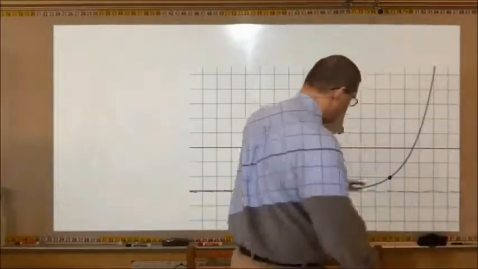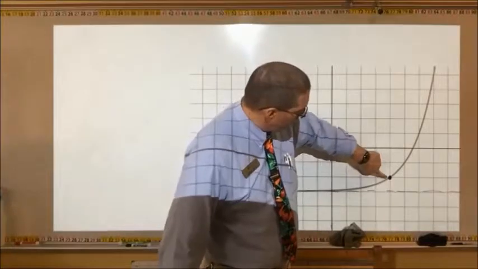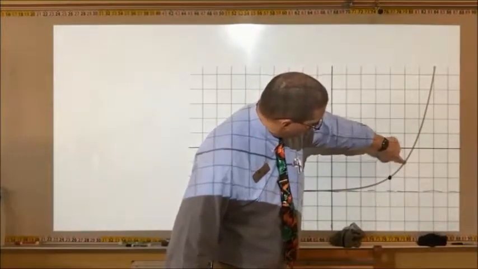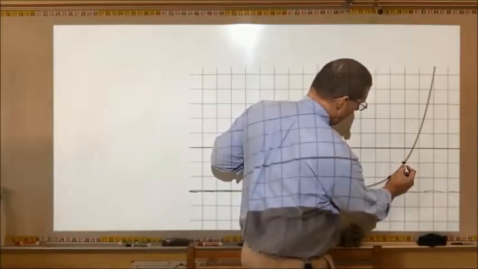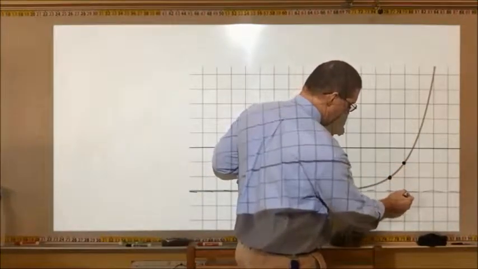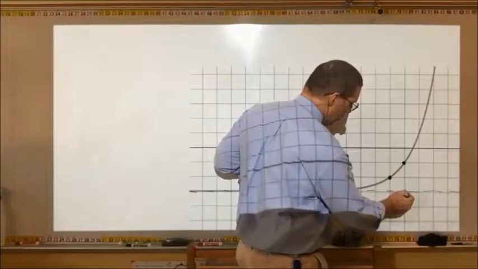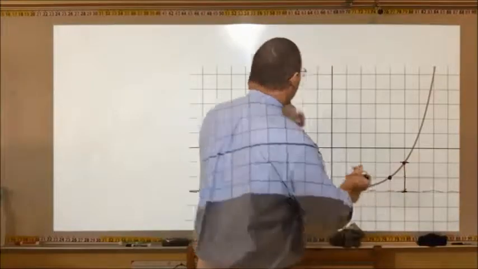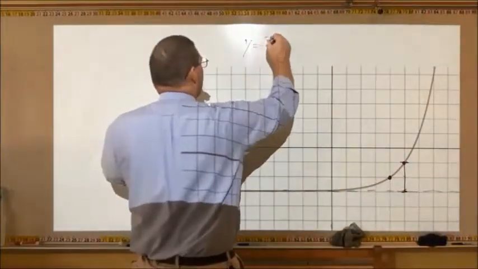From there, go 1 unit over and then go up to the curve and put a dot there. Now, measure the distance between that dot and the asymptote. This distance is 2. 1, 2. That means the base is 2. This is y equals base 2.